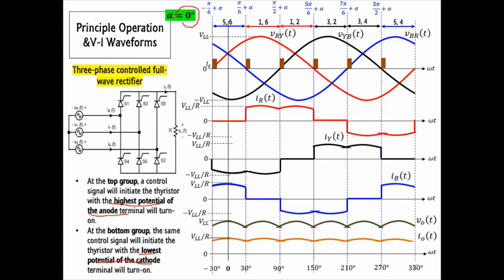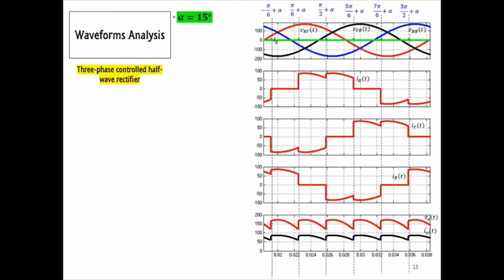Therefore, the voltage and current waveforms presented by the graph are similar to the voltage and current waveforms of a three-phase uncontrolled rectifier. When the firing angle increases from 0 to 15 degrees, it will shift the conduction range to the right by 15 degrees. As a result, it changes the wave shape of the line currents and output voltage and current waveforms.